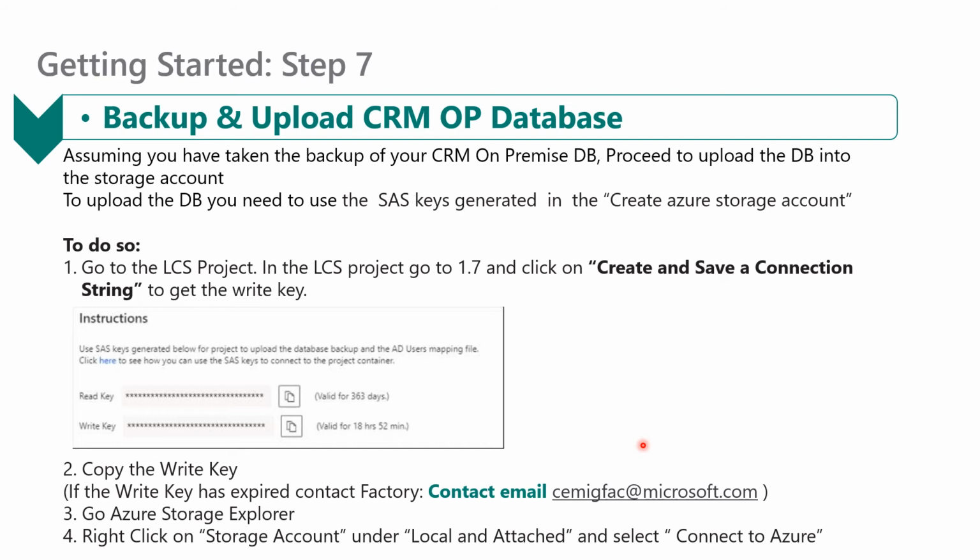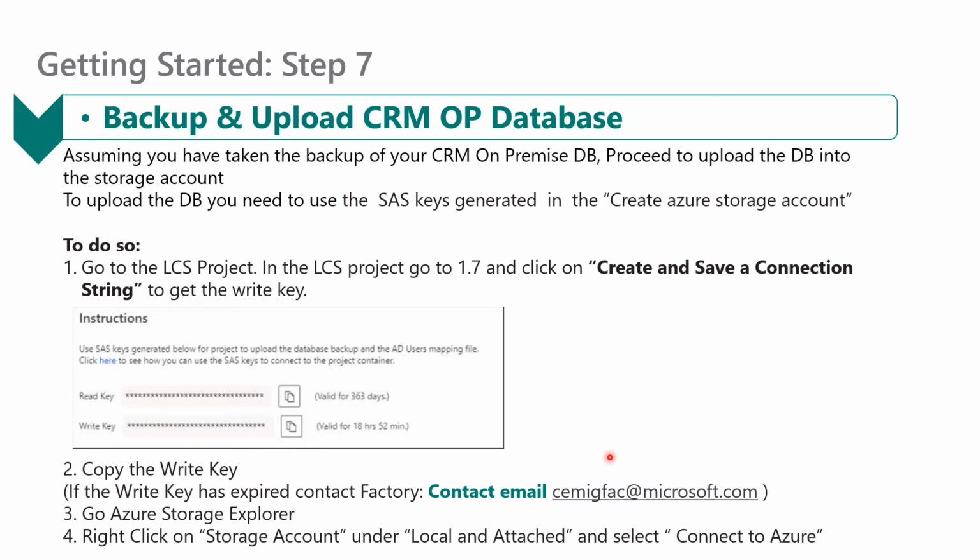To upload the database, you need to go to your LCS project, select step 1.7 and click on Create and Save a Connection String to get that right key. Copy the right key. If the key has expired, contact Microsoft using above shown email address. Note, the key is typically valid for about 24 to 48 hours.